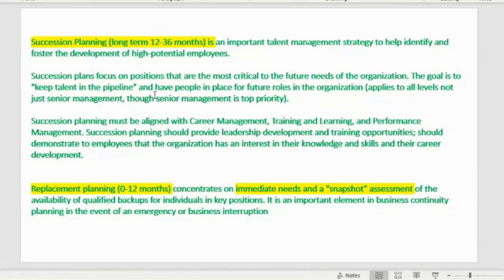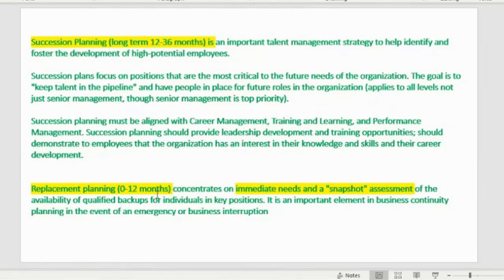Now, the goal is to keep talent in the pipeline and have people in place for future roles in that organization. And it applies to all levels, not just senior management, even though senior management roles will be a top priority. Now, succession planning must be aligned with career management, training, learning, and performance management as well. Succession planning should provide leadership development and training opportunities. It should demonstrate to employees that the organization has an interest in their knowledge, skills, and their own career development, not just in the organization's needs alone.